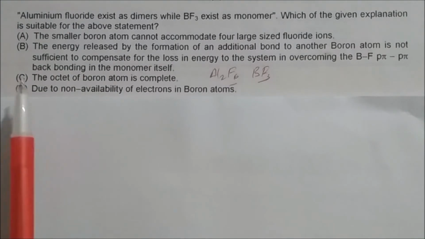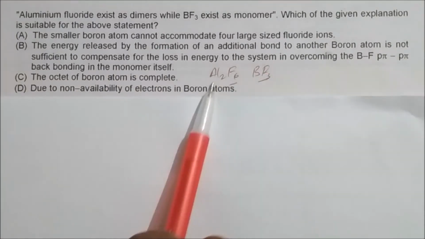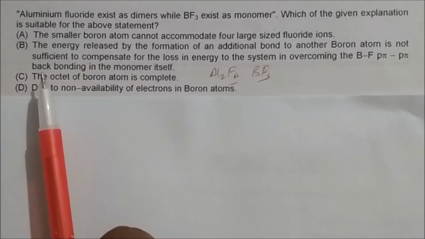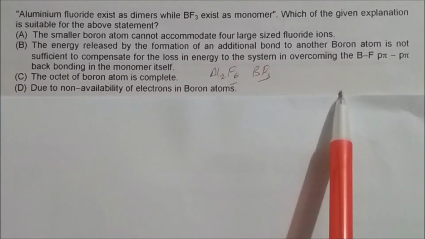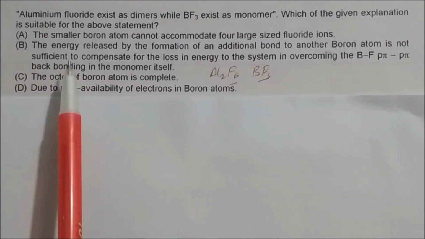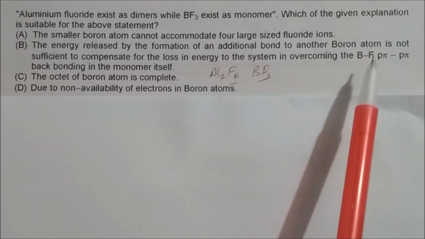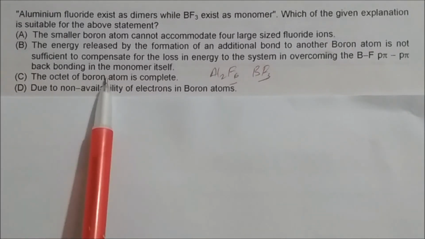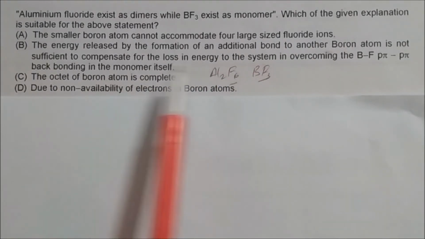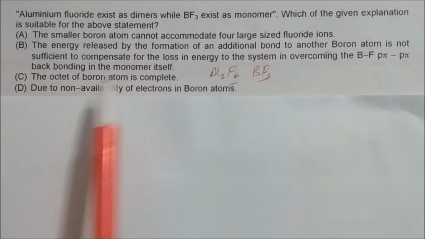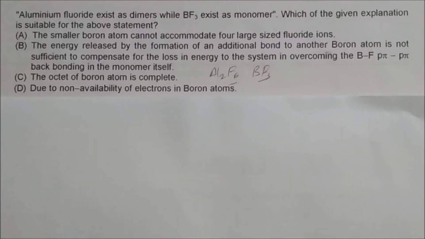Why is it so? The smaller boron atom cannot accommodate 4 large size fluoride ions. No, this is wrong. This is not possible. The energy released by the formation of an additional bond to another boron atom is not sufficient to compensate for the loss of energy to the system in overcoming the BF p pi back bonding in the monomer itself. Yes, this is correct. Whatever energy is there is not sufficient to overcome this p pi bonding. So overlapping is also there, but this is not overcome. So this answer can be correct.